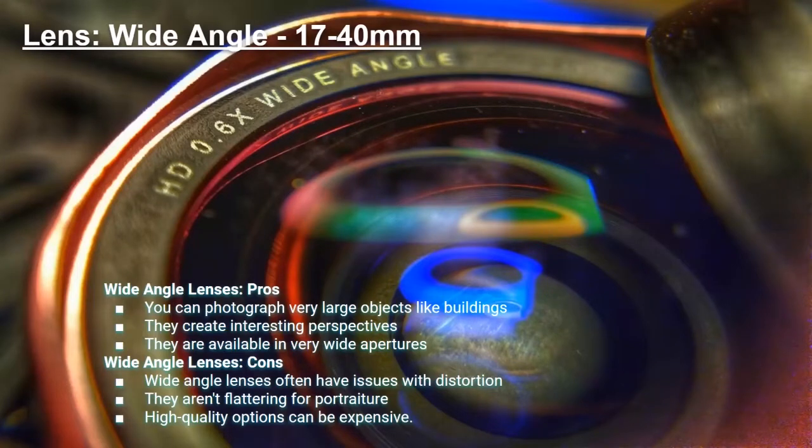The cons of a wide angle lens is that it often has issues with distortion, and a lot of times that can be corrected in editing software, but when you correct it and remove that distortion, you just lost a lot of your image, but you can do it. They're not very flattering for portraits, and the high quality options can be expensive. I do have one that's a 20 millimeter that I use for astro, and that thing was around $900. But it does its job.